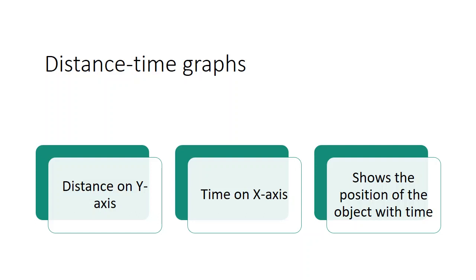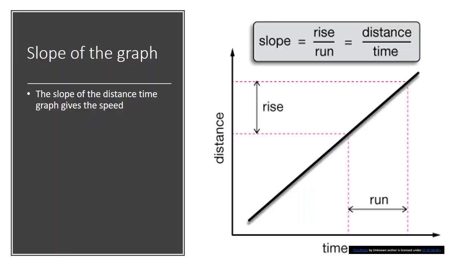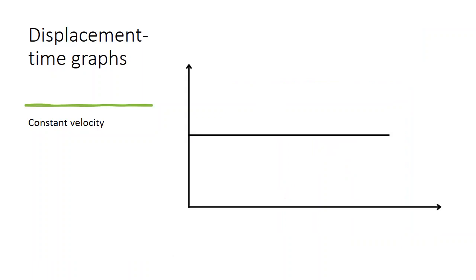Now, we have distance on the y-axis and time on the x-axis. So the slope of the graph is the distance traveled per unit time, which we define as speed. In case of a displacement time graph, we call this slope the velocity. Now let's start looking at some of the graphs.